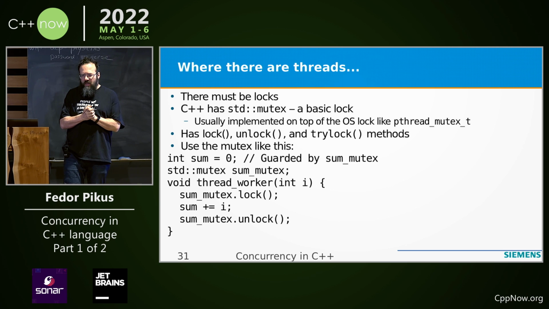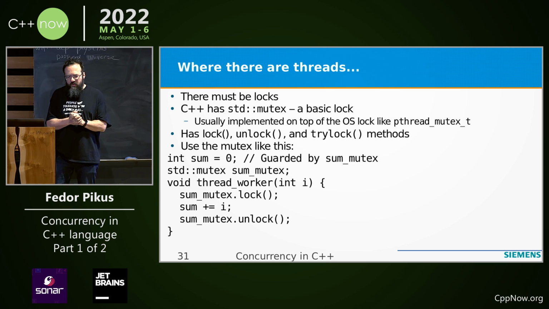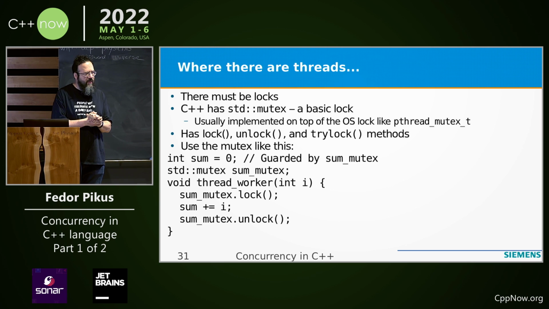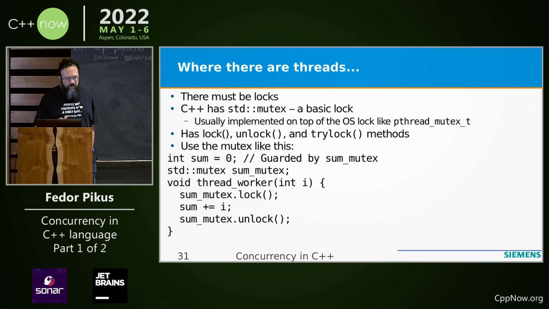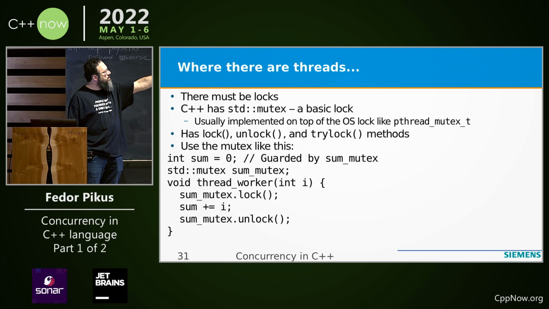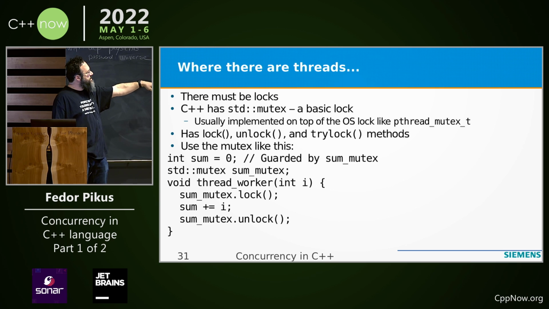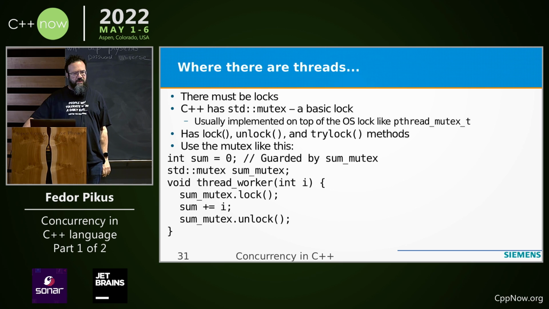All right. Well, if you have threads, you must have locks. Everybody who programs with threads has locks. So any questions on threads, by the way? No? OK. Locks. C++11 gave us the basic mutex, std::mutex. It has lock, unlock, try_lock. It just forwards all of its calls to the operating system mutex, the POSIX mutex on Linux.